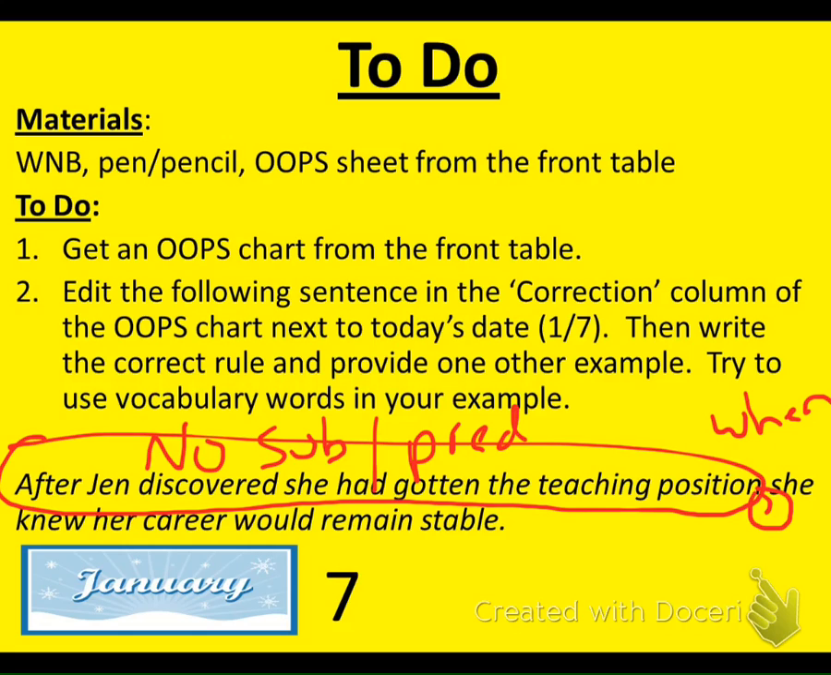So when I look at this, anybody know what the predicate is? After Jen discovered she had gotten the teaching position. So we know it's nothing in here. So now I'm left with this short little sentence. She knew her career would remain stable. Knew? Yeah. So knew is my predicate.